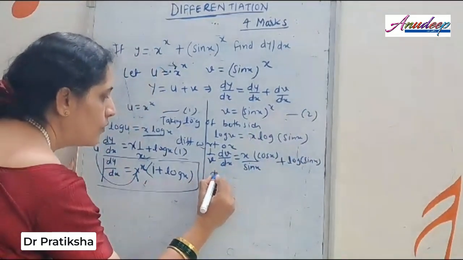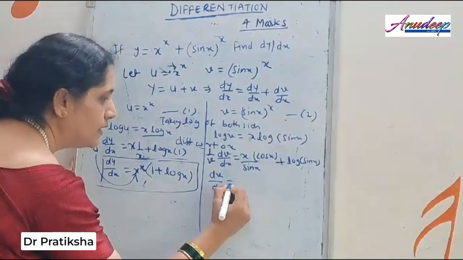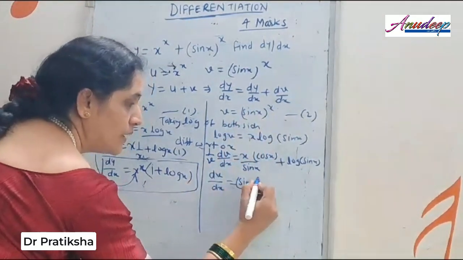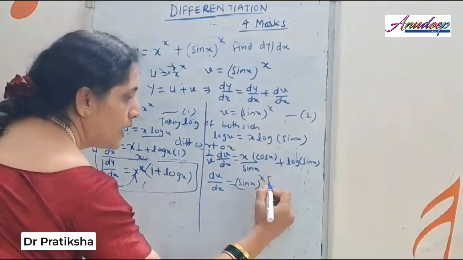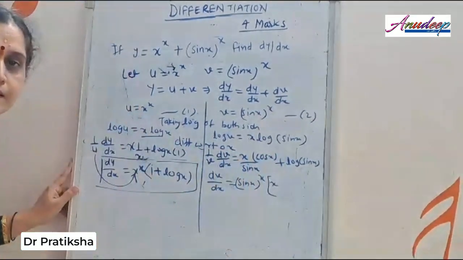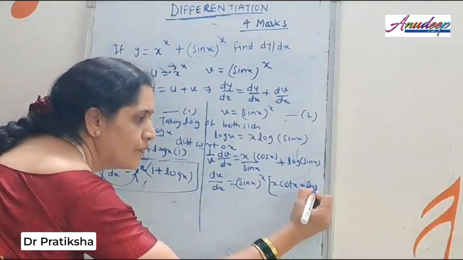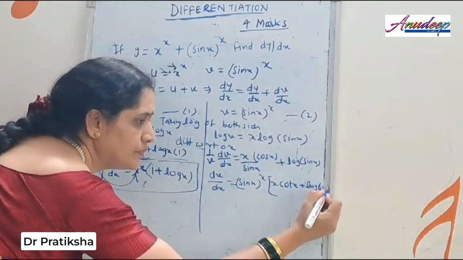So again, what is the value of dv by dx then? It is v. Again, v is what? Sine of x to the power x. And here x into cos x upon sin x is cot x, plus log of sin x.